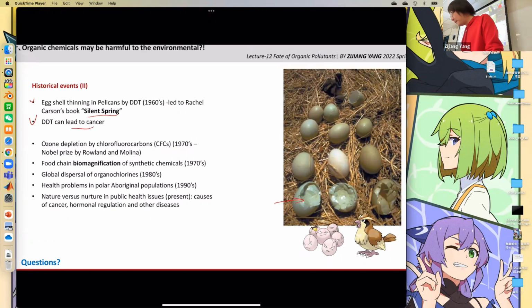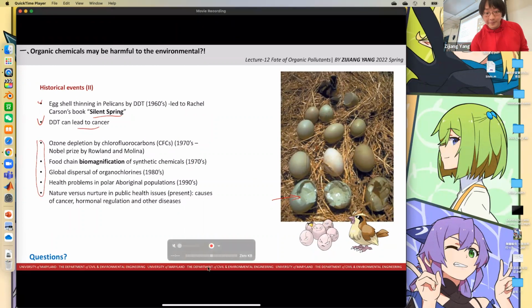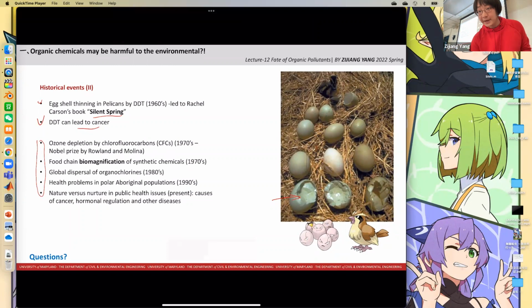And except for DDT, we also find some other POPs that have negative effects, and then some of the POPs get banned. So far, do you guys have any questions? If you guys have any comments, you can just post them in the chat.